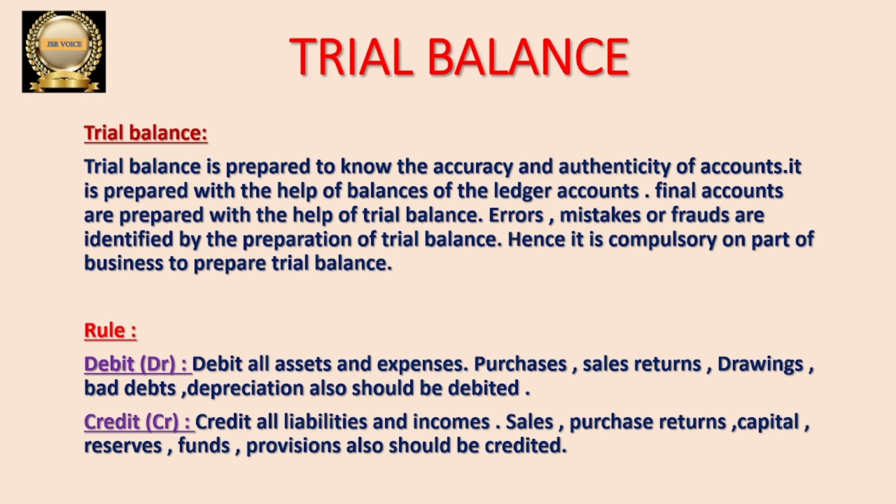Sales, purchase returns, capital, reserves, funds, provisions. These also should be credited. So we should credit liabilities, we should credit incomes. Not only those two, we should credit some other items also. What are those? Sales, purchase returns, capital, reserves, funds, provisions. These all items we have to credit.